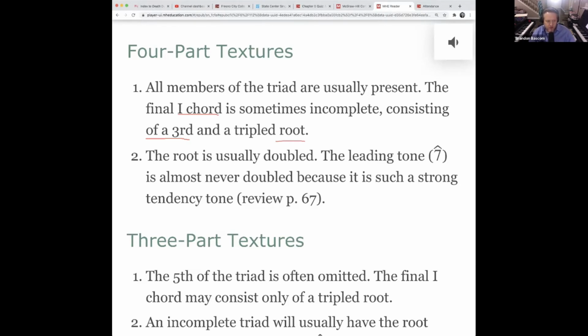Good. Number 2, the root is usually doubled. The leading tone is almost never doubled because it is such a strong tendency tone. What happens if you double the leading tone? What other problem does it give us?